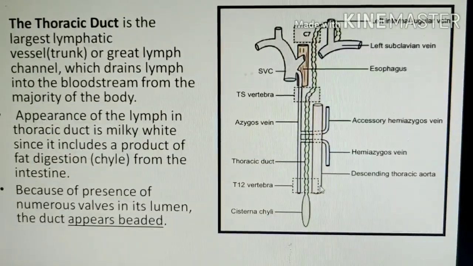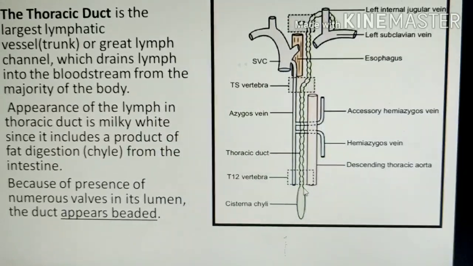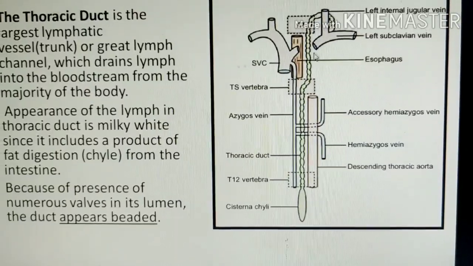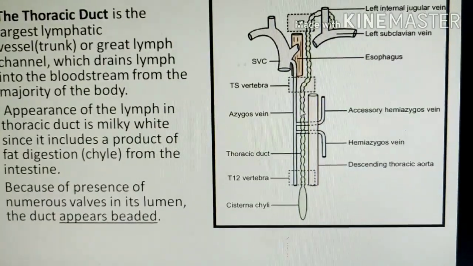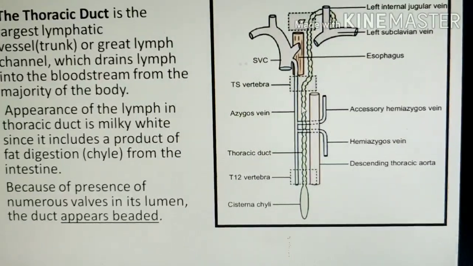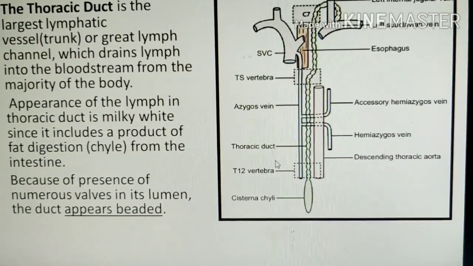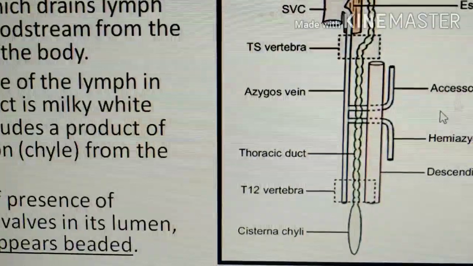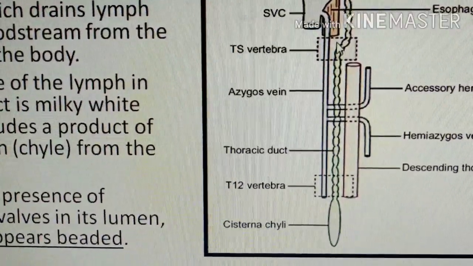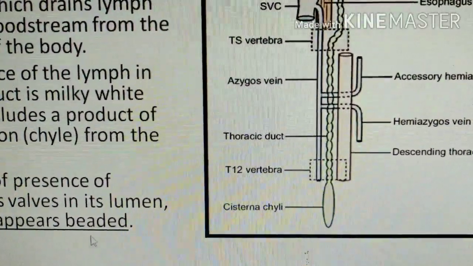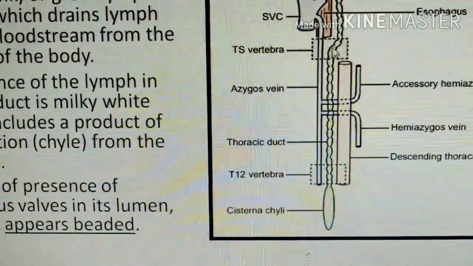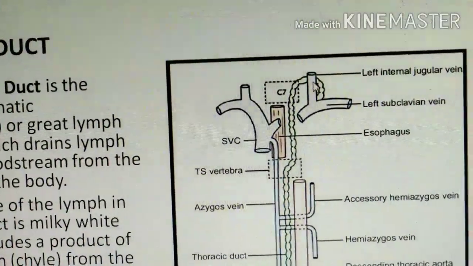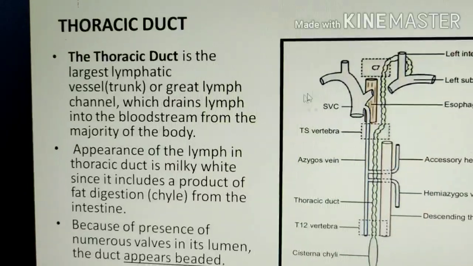So it is the largest lymph channel, arising from the upper end of the cisterna chyli and ending at the junction of the left internal jugular vein and left subclavian vein. It is beaded due to the valves present in the lumen, and the lymph is milky white in color because it is the product of fat digestion from the intestine. It arises from the cisterna chyli, goes upwards, and then ends in the venous junction between the left internal jugular and left subclavian veins.